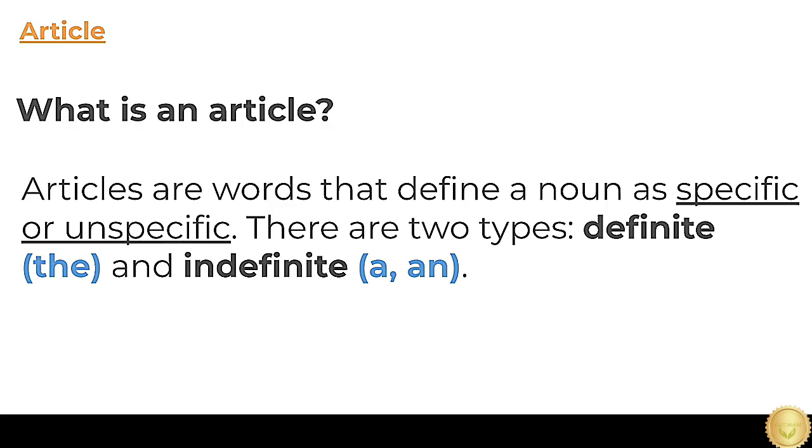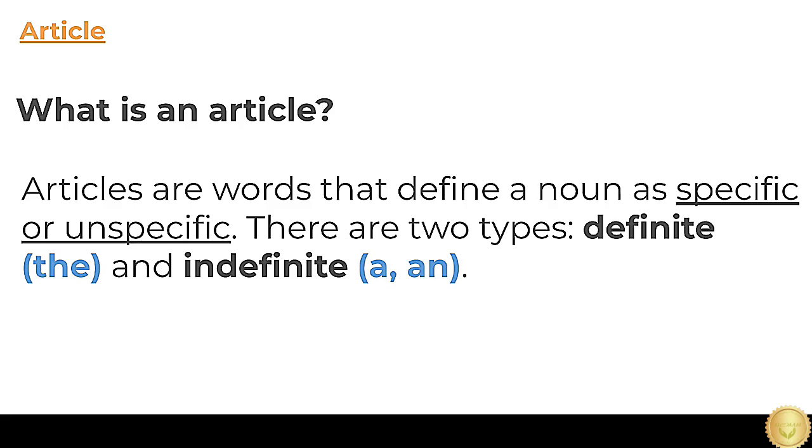Okay, let's think about this a little bit. So, 2 types, definite, which is the. So if something is specific, for example, the park run, which we talked about earlier, then you want to use the, because in that situation, it's a known event. The context is there.